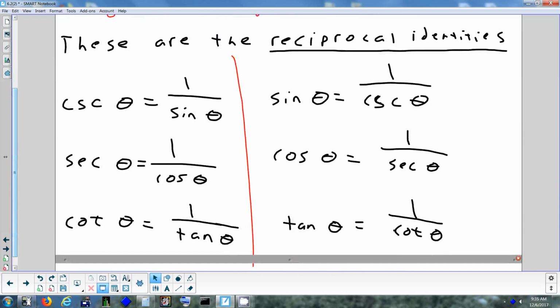Okay, and leave a little bit of space, maybe however much space you just used for that, leave that much more below it, because in a minute I'm going to give you some more identities, and it's kind of good to have them all in the same spot. So leave a good amount of space below that. Okay, so those are the reciprocal identities.